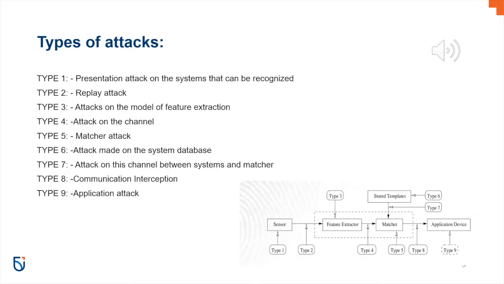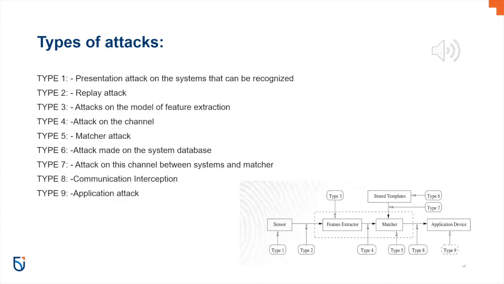Type 4, this attack is similar to type 2. The main difference is that the attacker intercepts the communication channel between the feature extractor and the matcher to steal the values of a legitimate user and then replay them later. Type 5, this attack is similar to type 3. The main difference is that the attacker replaces the matcher with a malicious one. Type 6, this attack compromises the security of the database. Type 7, this attack is similar to the attack of type 2. The main difference is that the attacker intercepts the communication channel between the matcher and the database. Type 8, the attacker intercepts the communication channel between the matcher and the application.